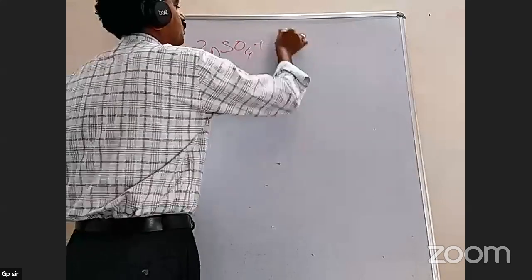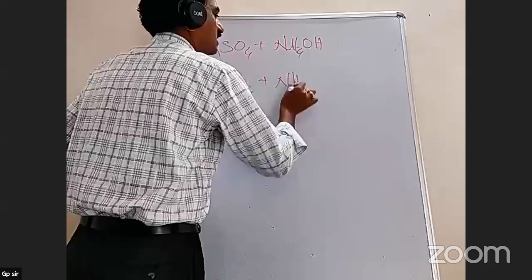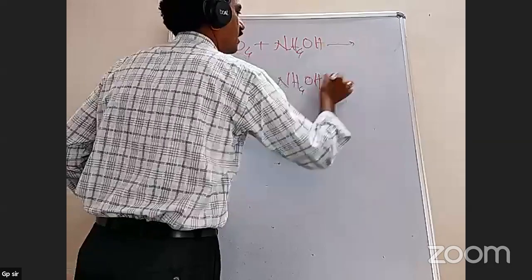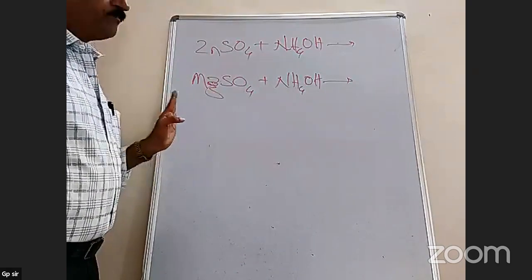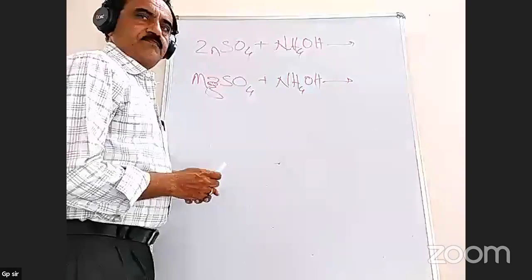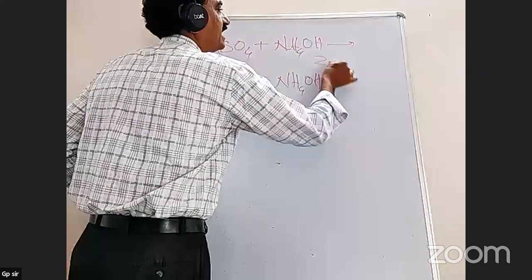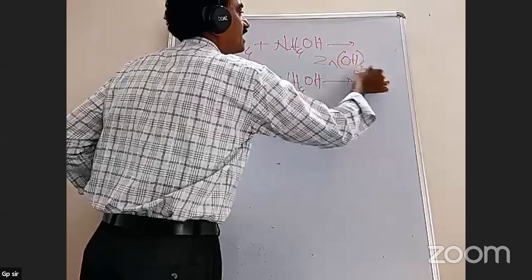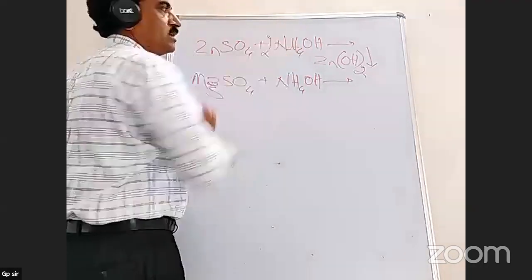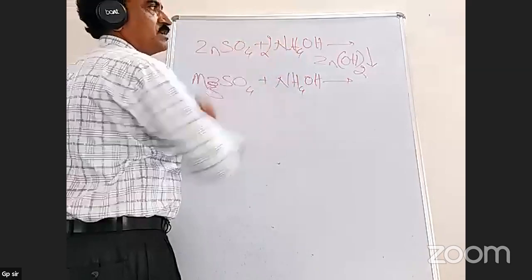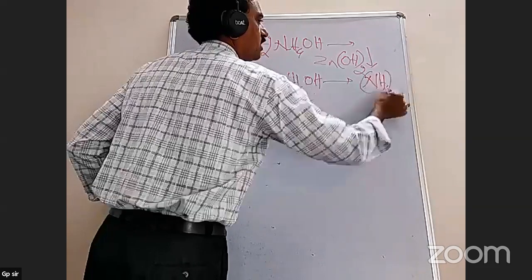You prepare the original solution, OS. ZnSO4 and MgSO4 are soluble in water. Add NH4OH solution. What happens then? The respective metal hydroxides get precipitated. Zn(OH)2, zinc hydroxide, is precipitated, and ammonium sulfate is formed as a byproduct. The other product is (NH4)2SO4.